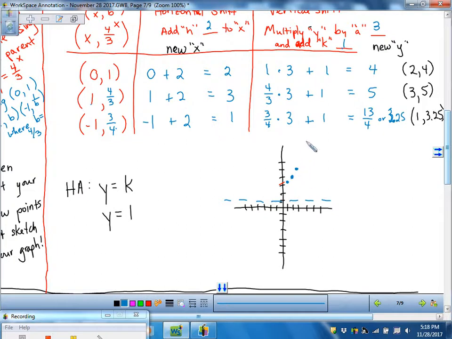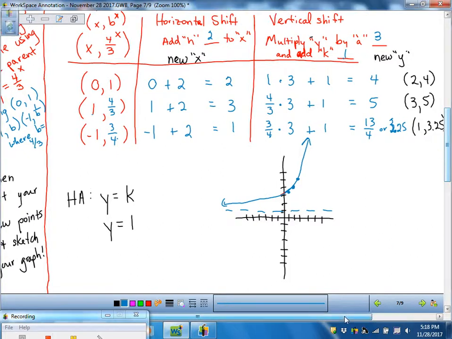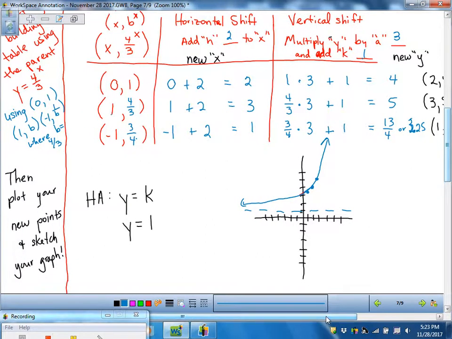If you were to come up with more points, you could see that they would fit along that line, and eventually it's going to get really close to our horizontal asymptote of y equals 1. Go ahead and pause and finish copying down this example, and then we will finish up with the second and final example.